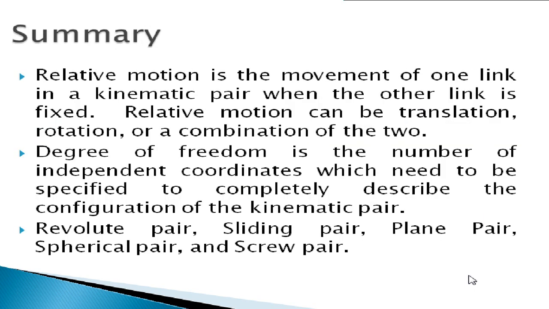With that, we'll try to summarize what we have learned so far. We have seen that relative motion is the movement of one link in a kinematic pair when the other link is fixed. This relative motion can be translation or rotation or a combination of these two. Degree of freedom is the number of independent coordinates which need to be specified to completely describe the configuration of the kinematic pair. The definition we started with and the definition we ended up with appear to be slightly different. I would encourage you to think about these two before we meet for the next module.